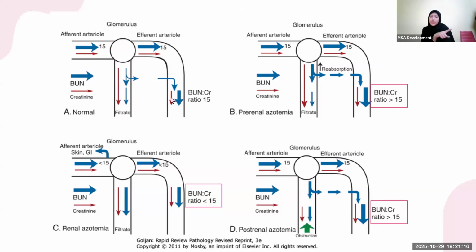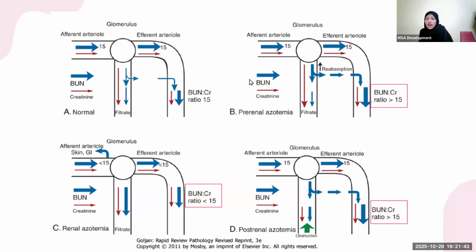If you do the ratio of BUN to creatinine, remember it's a good ratio to measure whether there is kidney damage or not. The normal ratio is 15. That's because BUN gets reabsorbed, so it is higher, while creatinine all gets filtered and there isn't any remaining that gets reabsorbed. So 15 is the normal ratio.